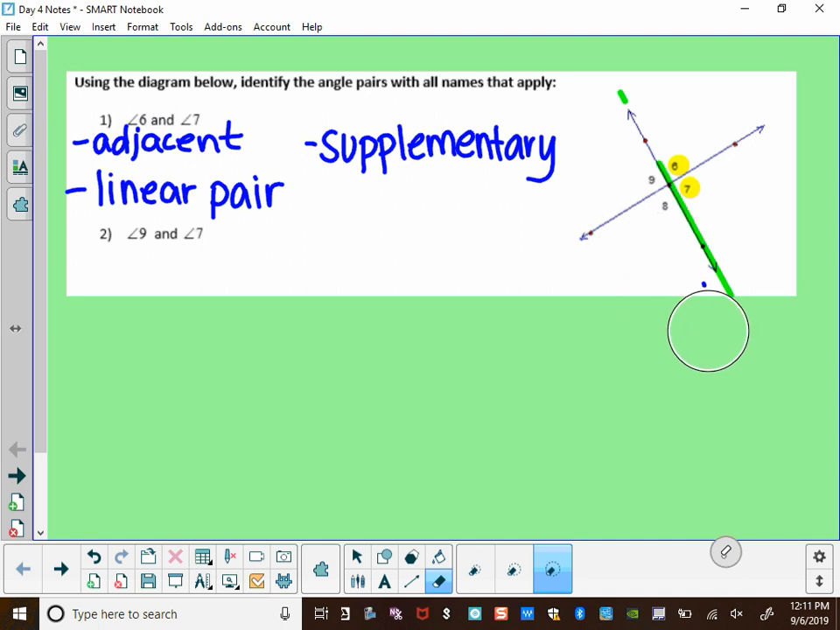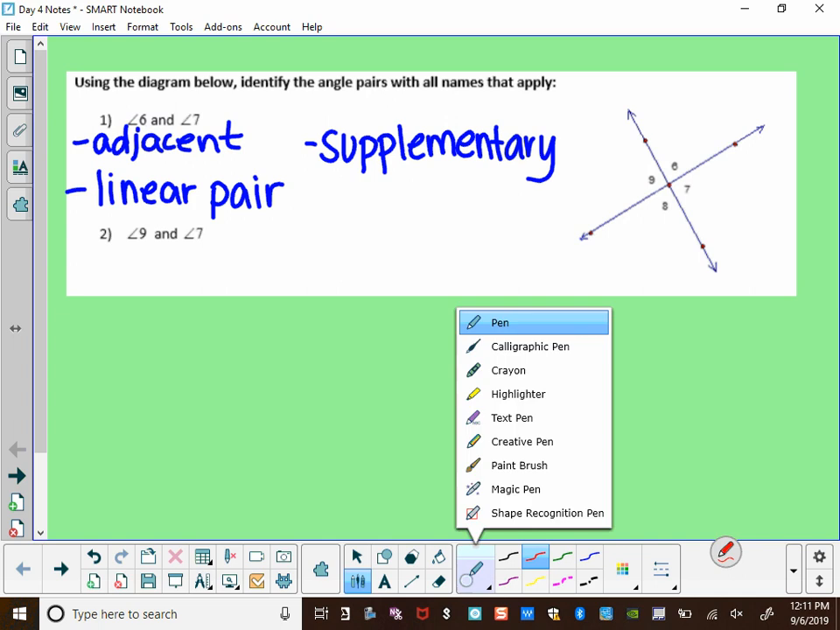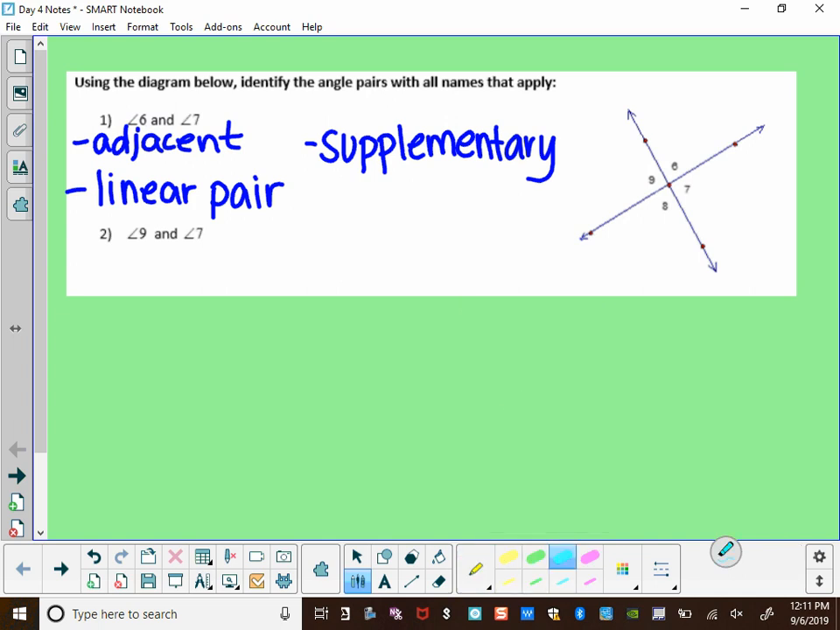And now we're going to look at the bottom part of the picture, because my next question is asking me 9 and 7. All right, are those 2 angles on the same straight angle? We highlight that. No, right? They're not on the same side of that green line, so therefore they are not going to be adjacent, they're not a linear pair, they're not supplementary. They are opposite each other, right? So that means they are vertical angles.